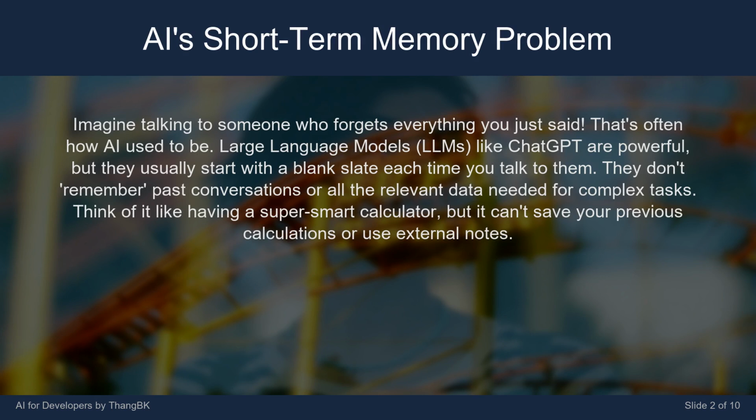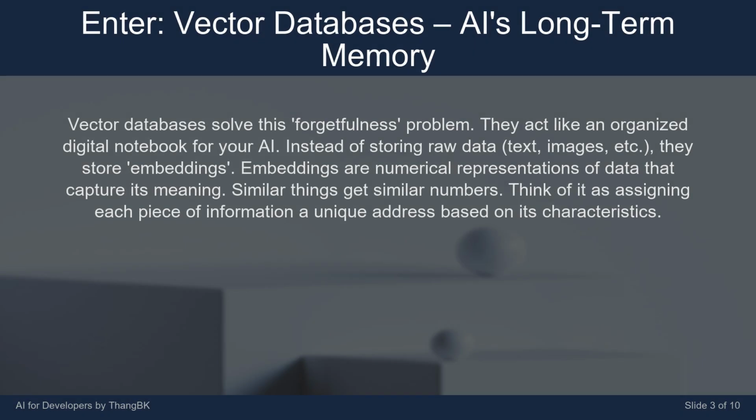Large language models, LLMs, like ChatGPT are powerful, but they usually start with a blank slate each time you talk to them. They don't remember past conversations or all the relevant data needed for complex tasks. Think of it like having a super smart calculator, but it can't save your previous calculations or use external notes. Vector databases solve this forgetfulness problem.